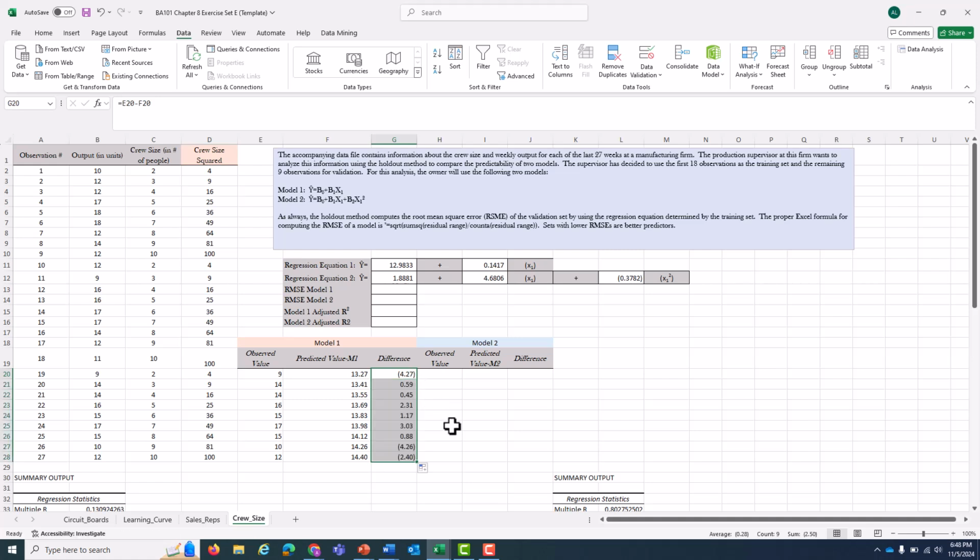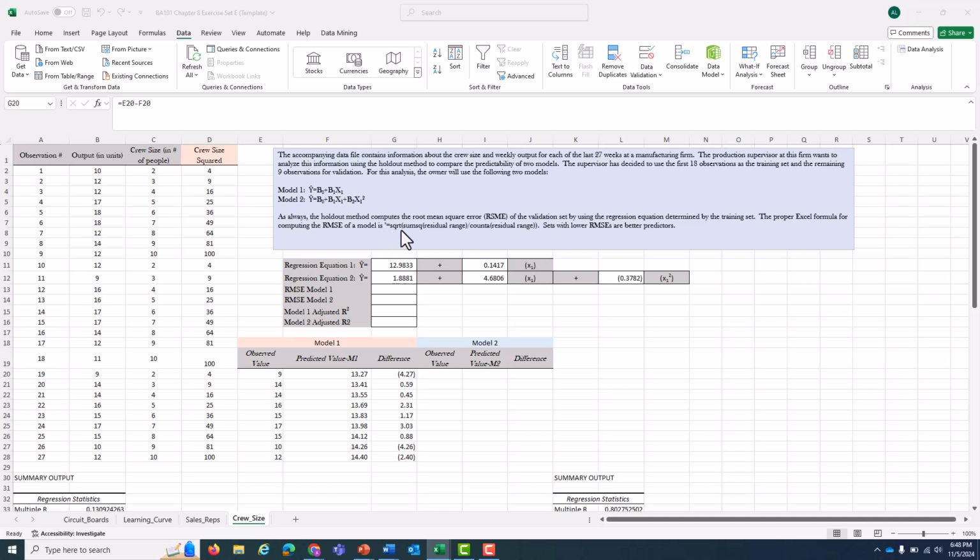And here I get all of the predicted values and the residuals, the differences for each of the 9 points that we had in our validation set. And that is going to be enough for us to calculate our root mean square error for model 1. The formula for it is given in this problem right here.